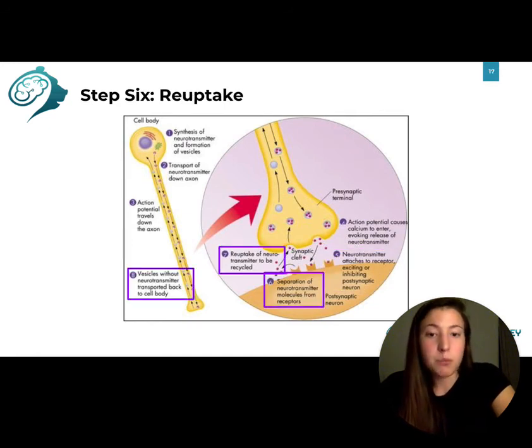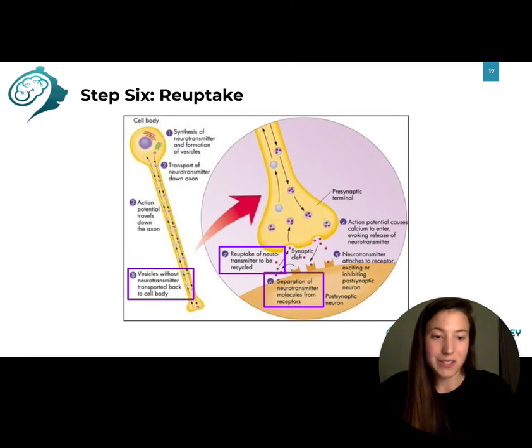Then we have this process called reuptake, which is actually really important. This either means literally the neurotransmitter is taken back up into the synapse that it came from, or it can just mean breakdown of the neurotransmitter in the synapse by an enzyme. The process of reuptake is really, really important, because if we have neurotransmitters hanging out in the synapse, they can just constantly stimulate the next neuron, which is not something we want. We want to be able to shut off signals when we need to.